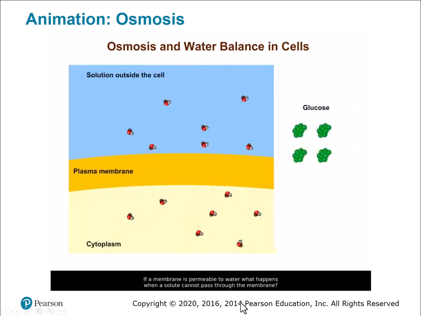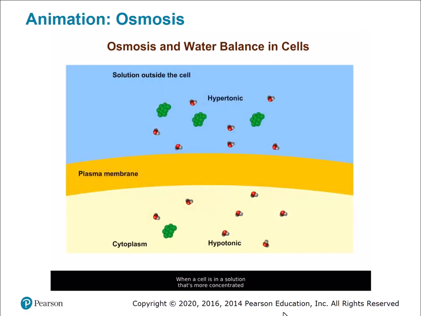If a membrane is permeable to water, what happens when a solute cannot pass through the membrane? Let's experiment by placing glucose molecules inside the cell, outside the cell, or both. We'll try different concentrations of glucose on each side of the plasma membrane to see which way water will diffuse and what will happen to the cell.